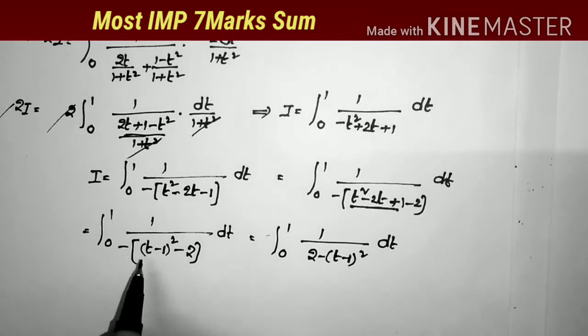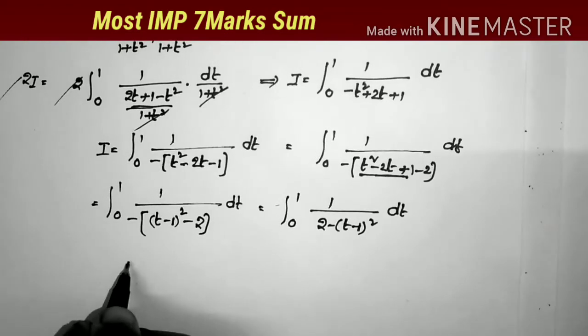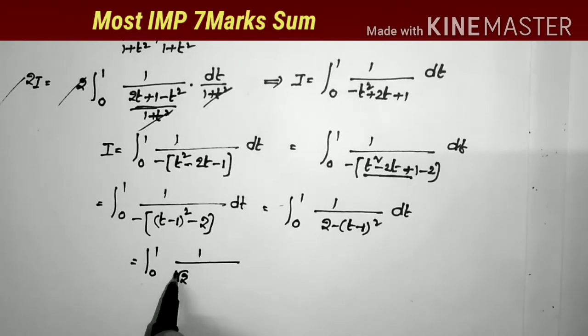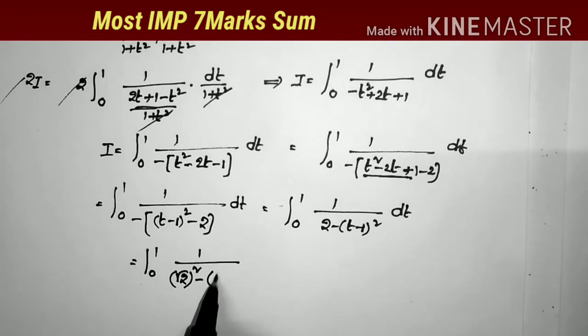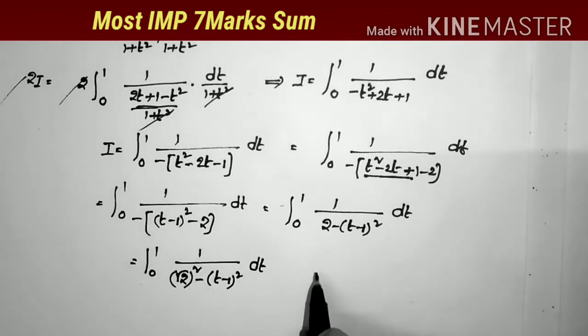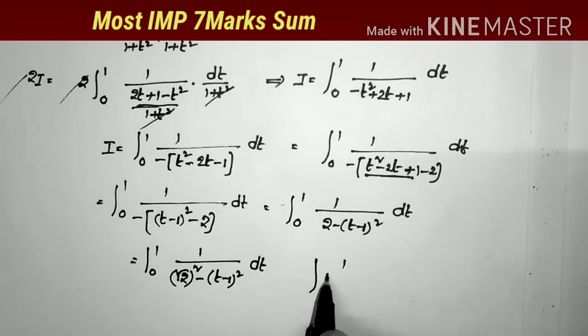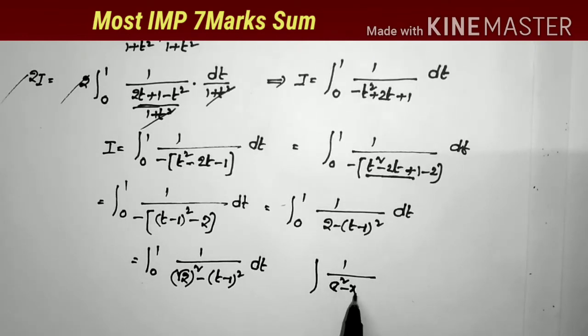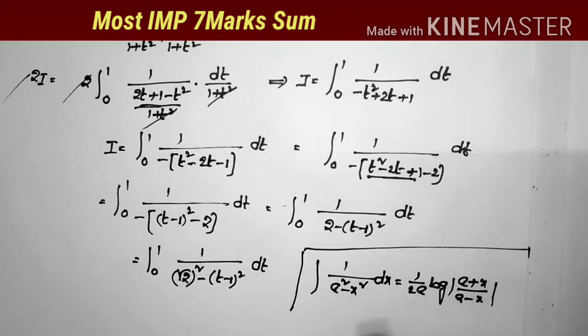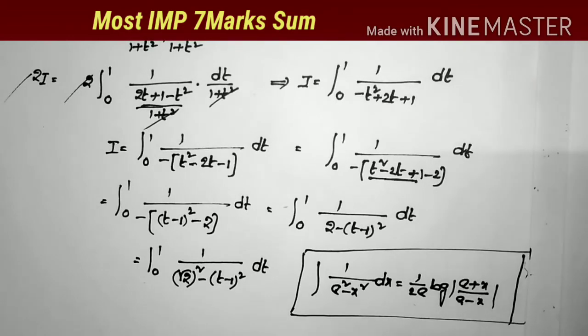In the next step, I multiply these two values by minus here, and this is equal to integral 0 to 1 by 2, means in place of 2 we take that (root 2) whole square, (root 2) whole square minus (t - 1) whole square into dt. Now this is in the form of integral 1 by (a square minus x square) dx. And what is the formula for 1 by (a square minus x square)? 1 by 2a log of (a + x) by (a - x). Now applying this formula to find the integration of this term. So we apply this formula here.